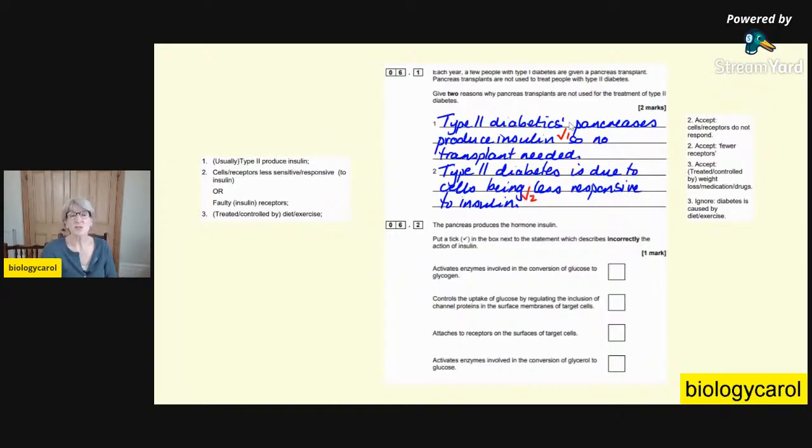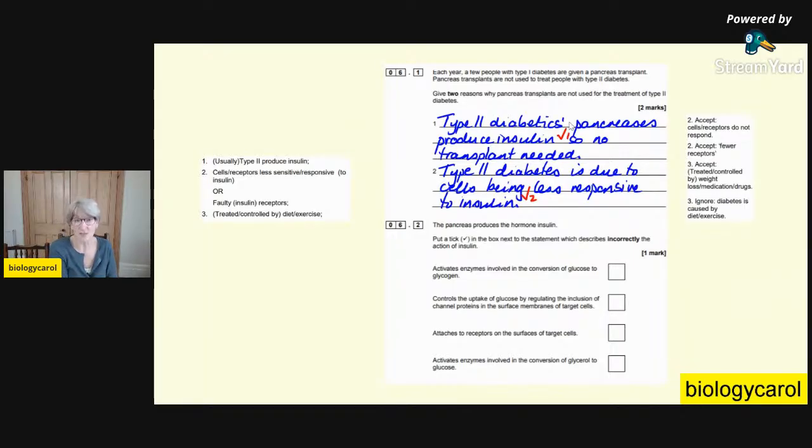The pancreas produces the hormone insulin. Put a tick in the box next to the statement that describes incorrectly the action of insulin. Number 1, activates enzymes to turn glucose into glycogen. Absolutely, because insulin brings blood glucose down, so it's taking glucose out of the blood by turning it into glycogen. Controls the uptake of glucose by regulating the inclusion of transport proteins into the cell surface membranes of target cells. Absolutely does.